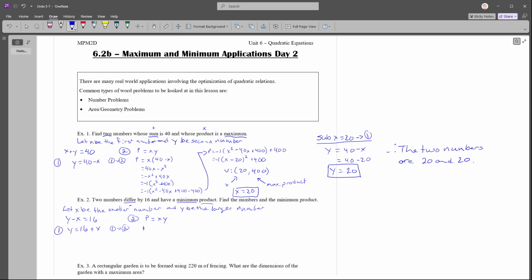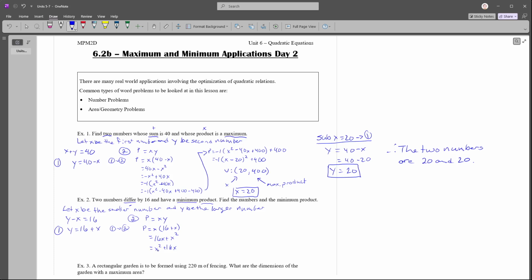And this is going to give us p is equal to x times our value for y, which is 16 plus x. And now we're going to multiply it through. We're going to FOIL. So that's x times 16, that's 16x. X times x, that's x squared. Okay, let's rearrange. So we end up with x squared plus 16x. We can complete the square. We can create vertex form.